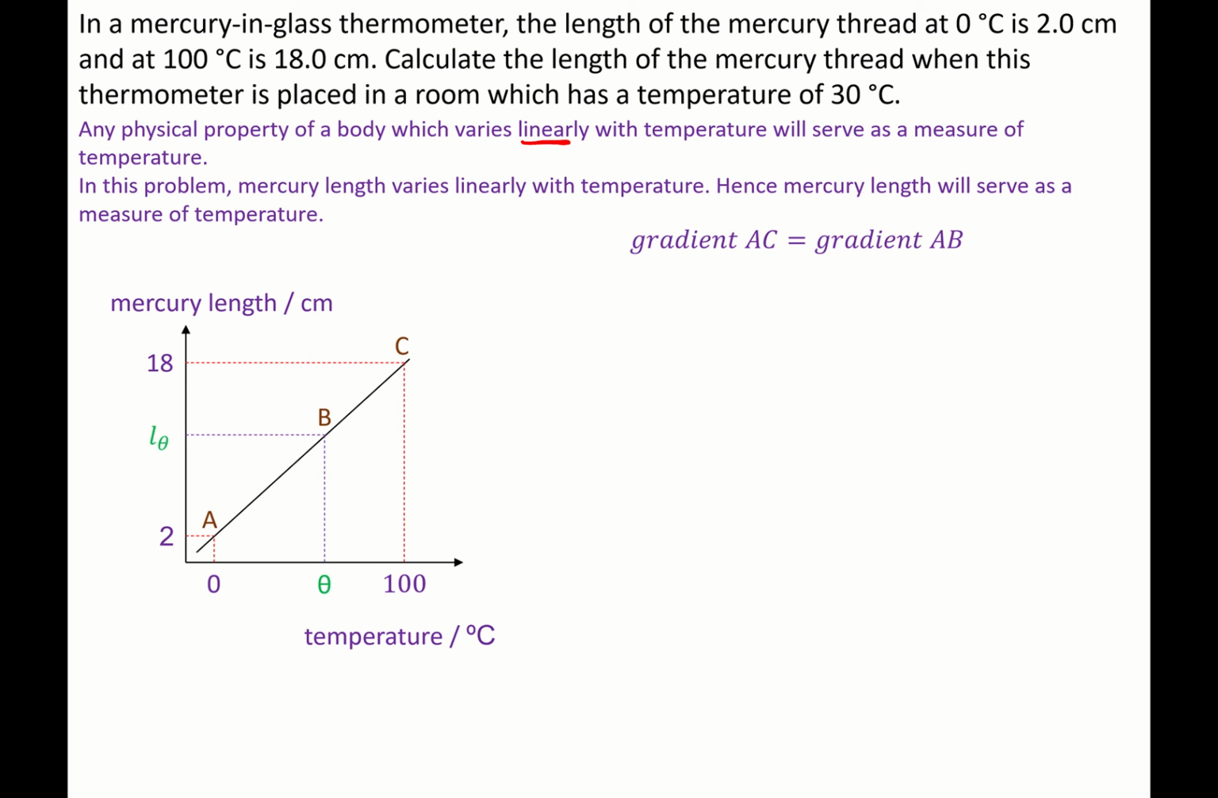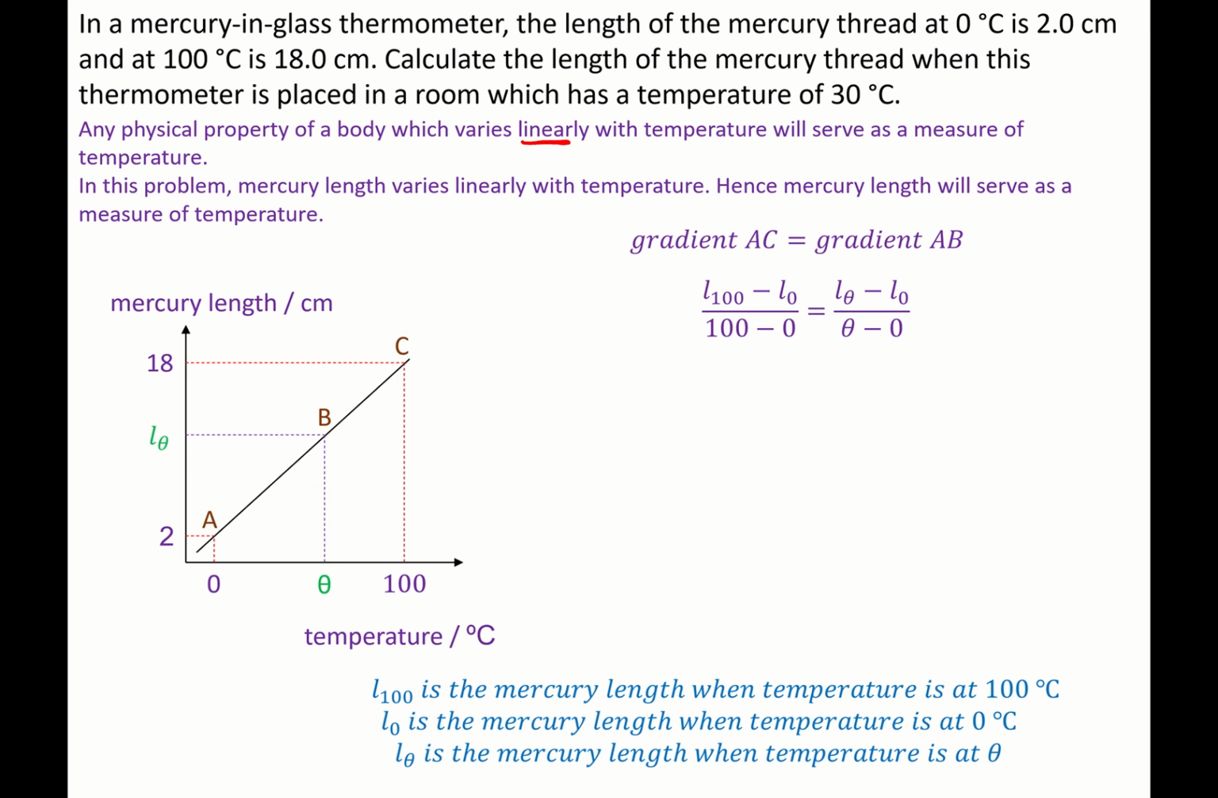So gradient AC is equals to L100 minus L0 over 100 minus 0. Gradient AB will be L theta minus L0 over theta minus 0. That's because your L100 is the mercury length when temperature is 100 degrees Celsius. L0 is the mercury length when temperature is at 0 degrees Celsius. And L theta is the mercury length when temperature is at theta.